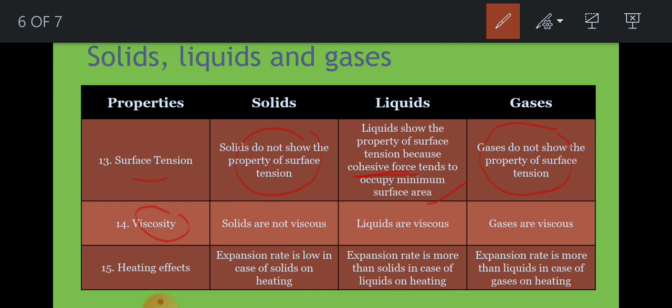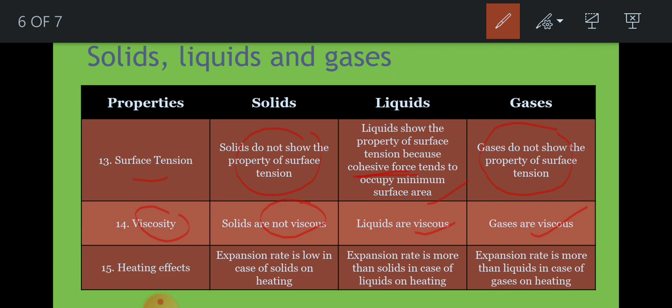Now let me discuss the next property, that is viscosity. Now solids are not viscous. Liquids are viscous and gases are viscous. But let me first tell you what this viscosity is. Viscosity is a measure of a fluid's resistance to flow. So we can say that viscosity is opposite to fluidity. Actually, viscosity defines how thick or thin a liquid is.